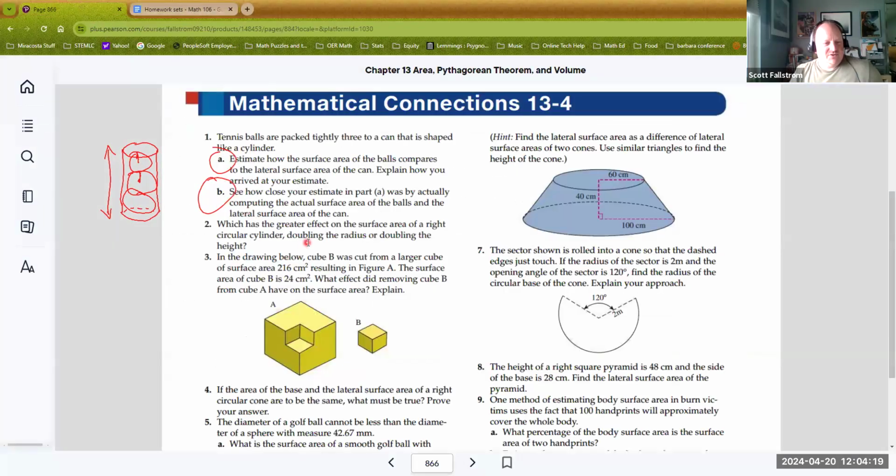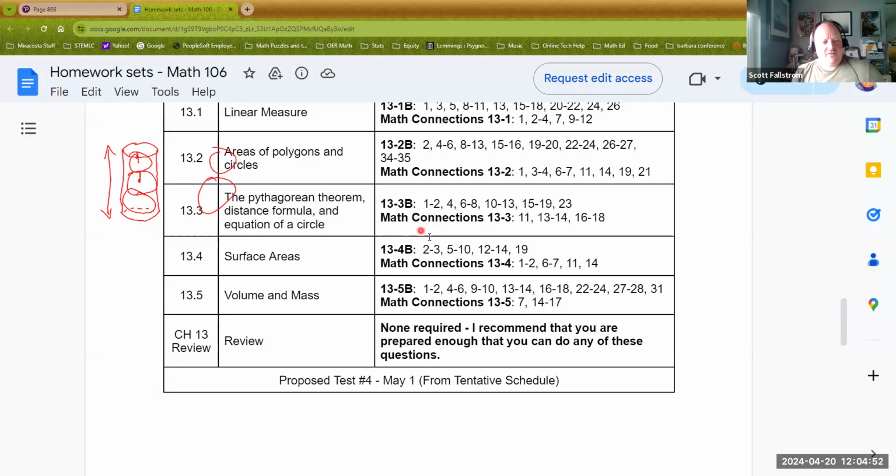1 to 2. Okay, so number 2, which has the greater effect on surface area of a right circular cylinder? Remember those formulas: doubling the radius or doubling the height. Which is going to have a greater effect on the surface area? Use the formula. My recommendation once again is to put in 2 times the radius, see what you come up with. Start again at the beginning, put in 2 times the height, see what you come up with, and compare those 2 results. Both of them are going to increase the surface area. Don't say that. They both increase, of course they do. But you don't have to do all of those.